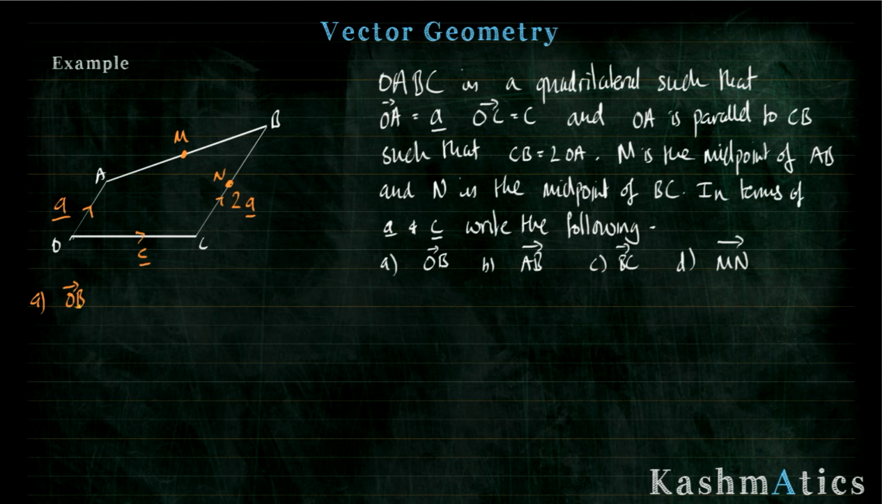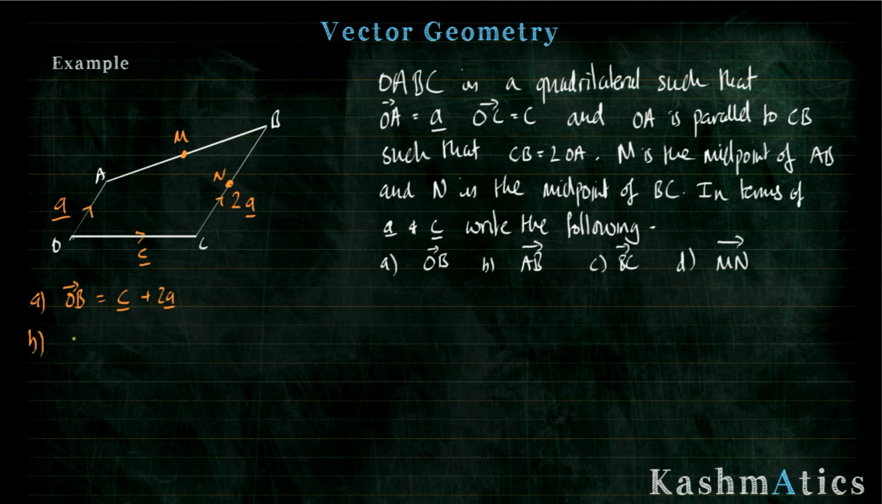So this should be a nice straightforward one. And what we've got is the vector O to B. So I'm trying to get from here to here. Now I can't go along this way because I don't know what this vector is, but I can go anti-clockwise. So C plus 2A. Okay, and that's it.